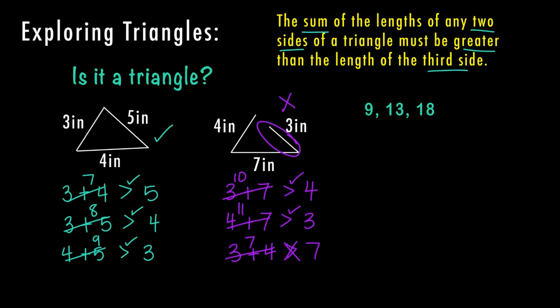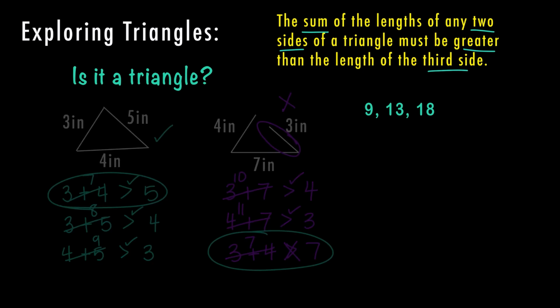So we have 9, 13, and 18. The thing that is easiest to think about is if you start with the smaller two sides and add those together, if they're greater than the largest side, then the other ways will work as well. So you can see here that when I add the two smaller sides, 3 plus 4 was greater than 5. When I added the two smaller sides, 3 plus 4 was not greater than 7. So you can tell just basing on the smaller two sides added up to be greater than the largest side.